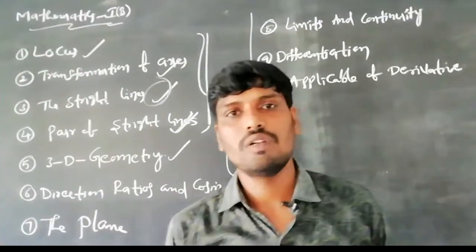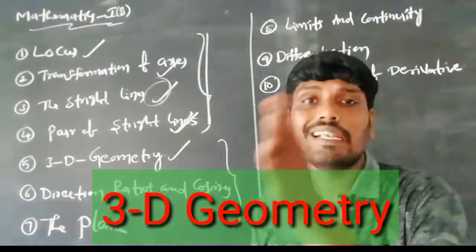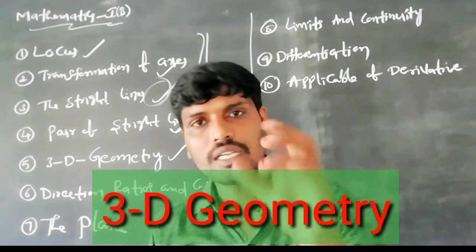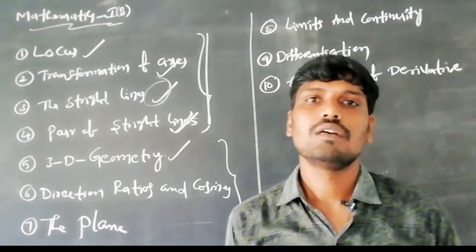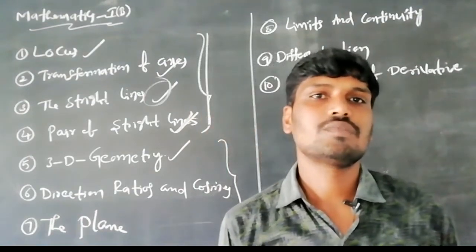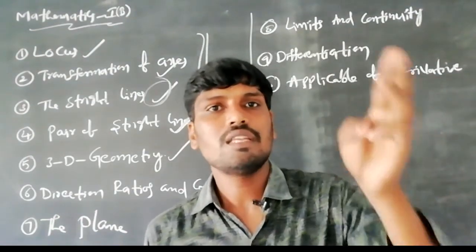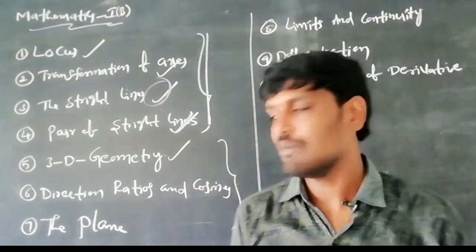Next one is 3D geometry, or 3-dimension coordinates. From this chapter at least 1 question comes, such as centroid of the triangle, centroid of the tetrahedron, orthocenter, circumcenter of the triangle. Next, find the distance between 2 points. Simple questions. In a parallelogram, 3 vertices are given; find the 4th vertex. That type of problems comes in EAMCET.